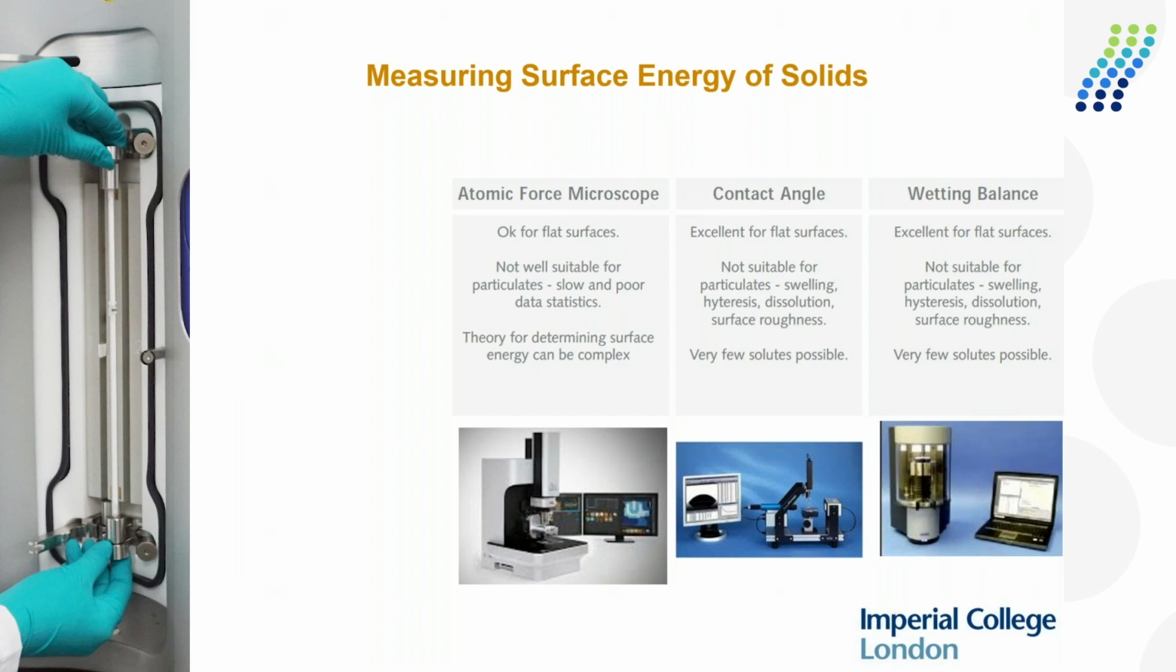So essentially, if I've got a flat surface, I'm going to put a droplet of a liquid on it, and by measuring the contact angle for a known liquid, I can work out the surface energy. And I can do a similar sort of experiment if I've got what's called a wetting balance. And this is better for thin samples that are flat, so sometimes for fibers.